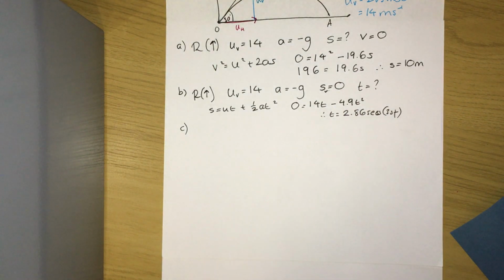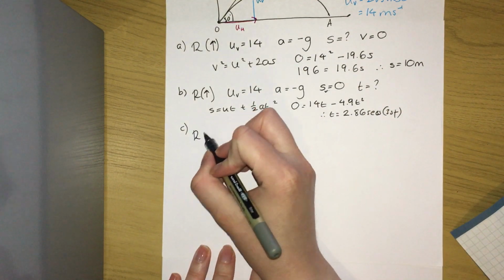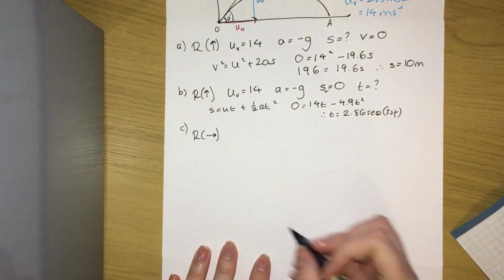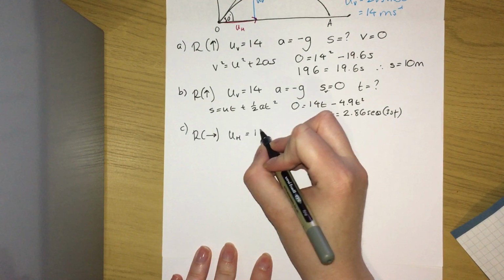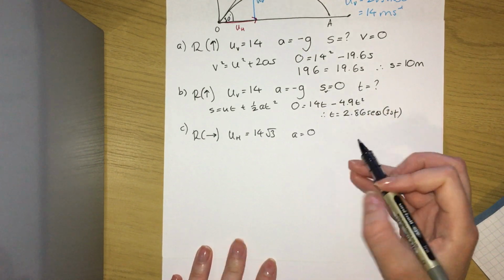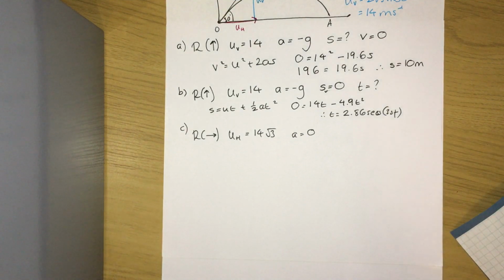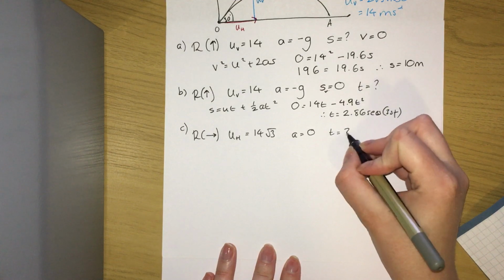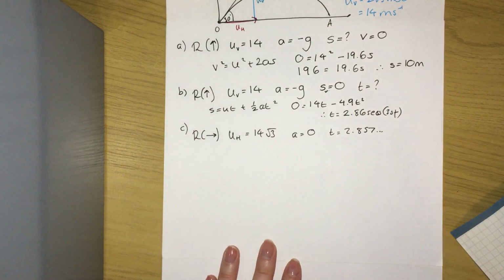So in this particular case, obviously we do have to resolve horizontally because we're finding the horizontal distance. So I know the initial horizontal velocity is 14 root 3. I know acceleration is 0. I can't use final velocity because then I've got initial and final velocity being the same. It cancels out, it means we can't solve problems. What I do know from the previous answer is time. Now obviously I'm going to use the full answer rather than the rounded answer.